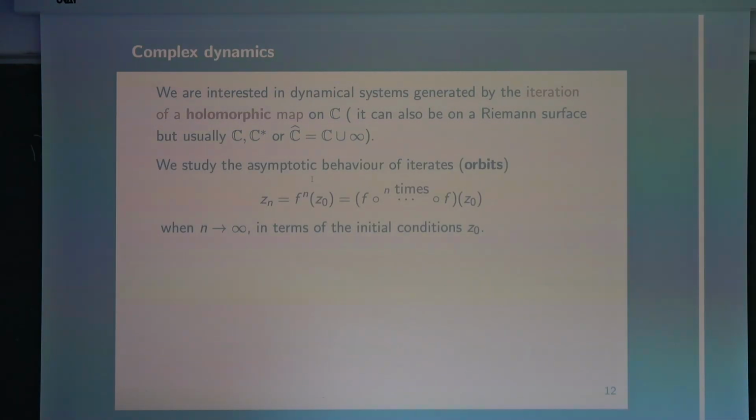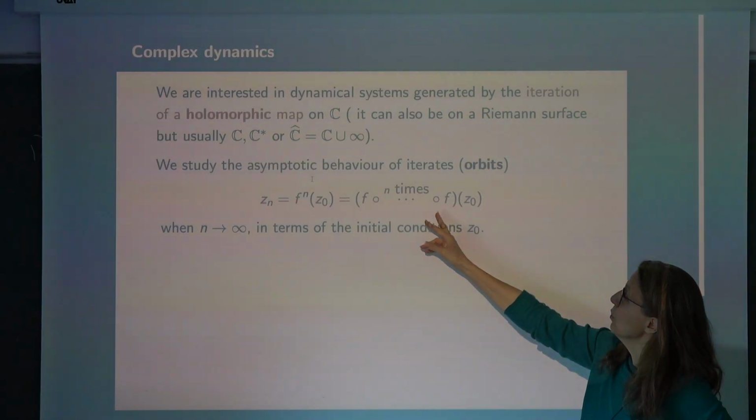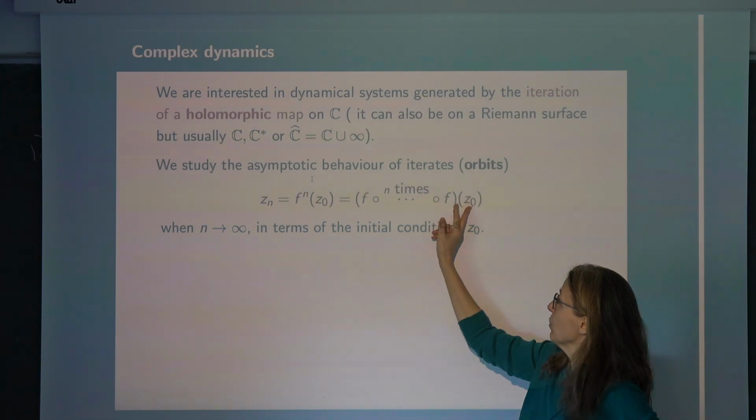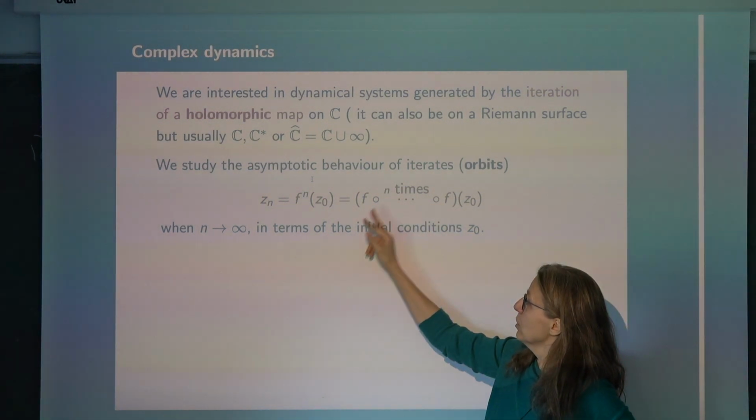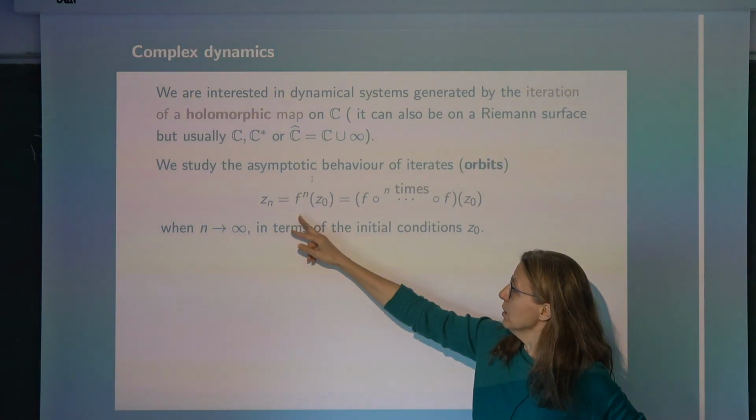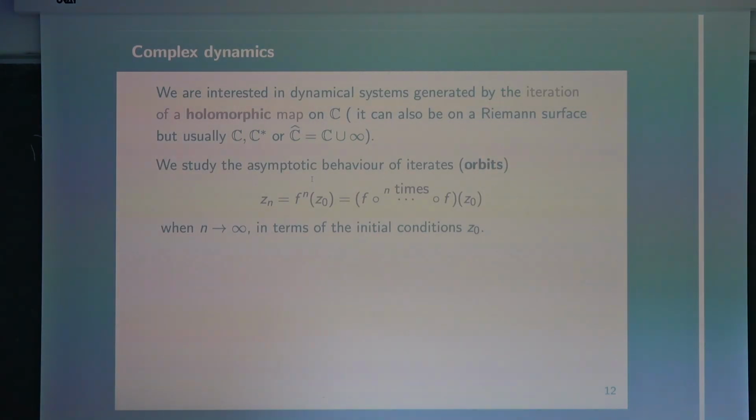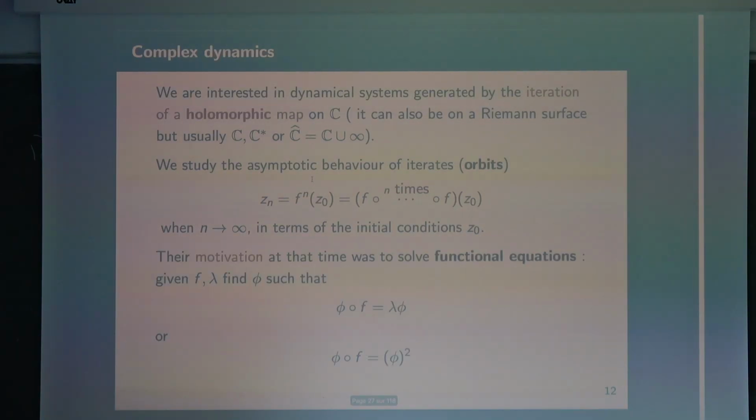And as I said before, any holomorphic map on a Riemann surface, you can iterate like this. You can take a point z naught and iterate f n times, so I write it like this. You get a sequence and try to understand what is happening depending on z naught, the starting point.